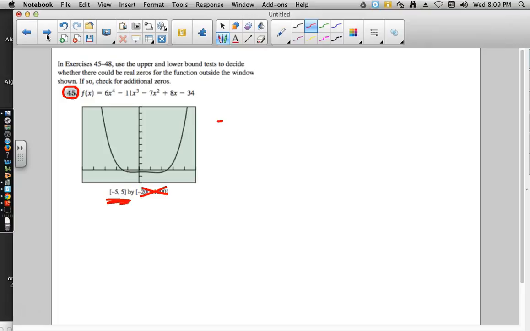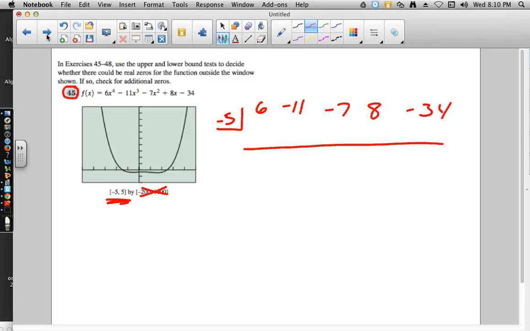So what we have to do is use synthetic division to see what the signs are when we get our result. So we have a 6x to the 4th, negative 11x to the 3rd, negative 7x squared, 8x minus 34. And I'm trying to see whether or not negative 5 is going to be a lower bound. If it's a lower bound, the signs that I get when I do the synthetic division should alternate. Positive, negative, etc. So we bring the 6 down, and we're outside the box, so we're going to multiply. That'll give us negative 30. Inside the box, add. Outside the box, multiply.